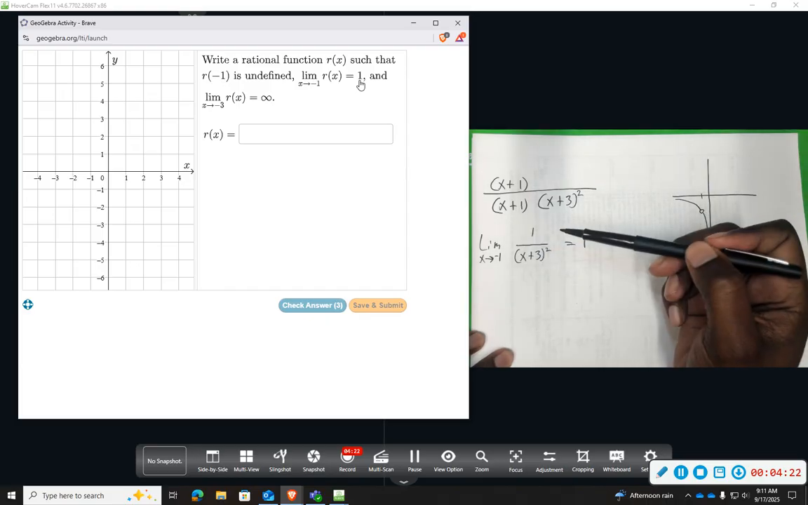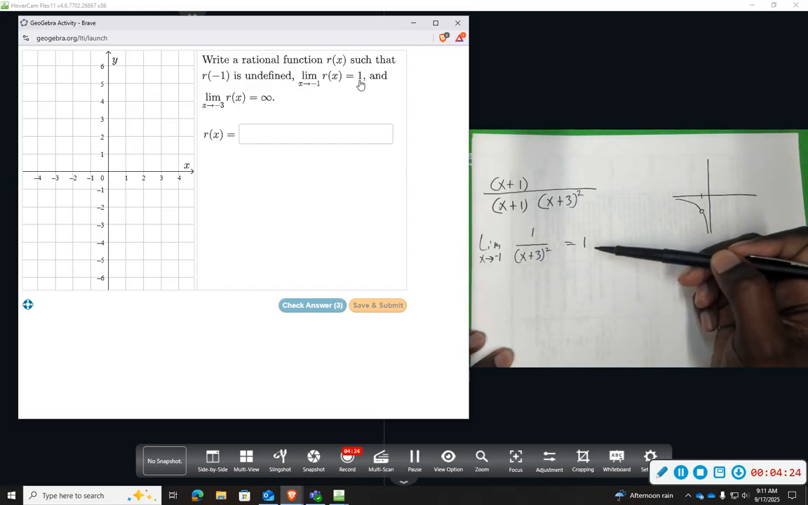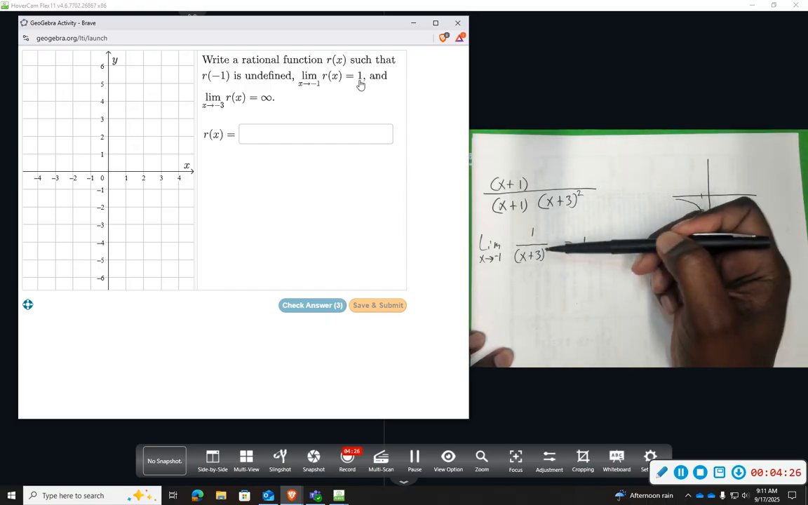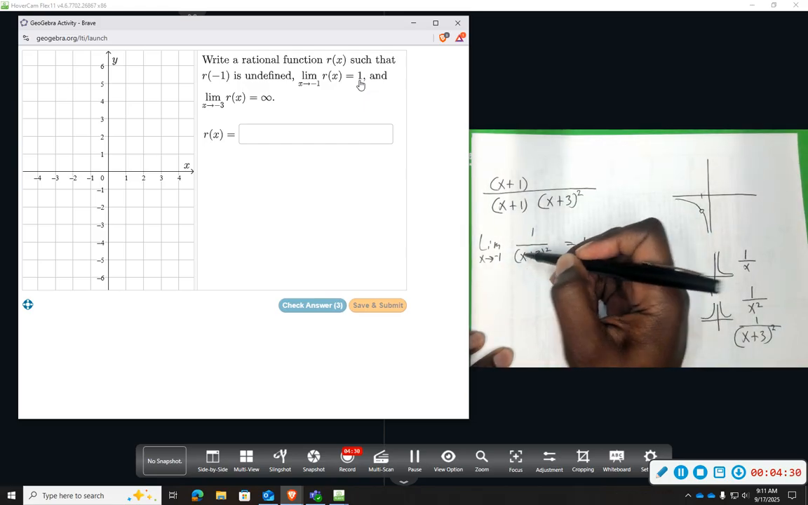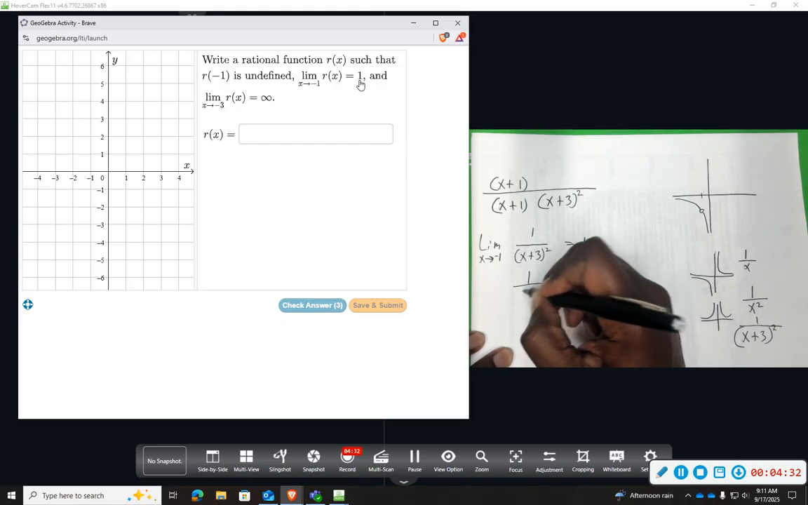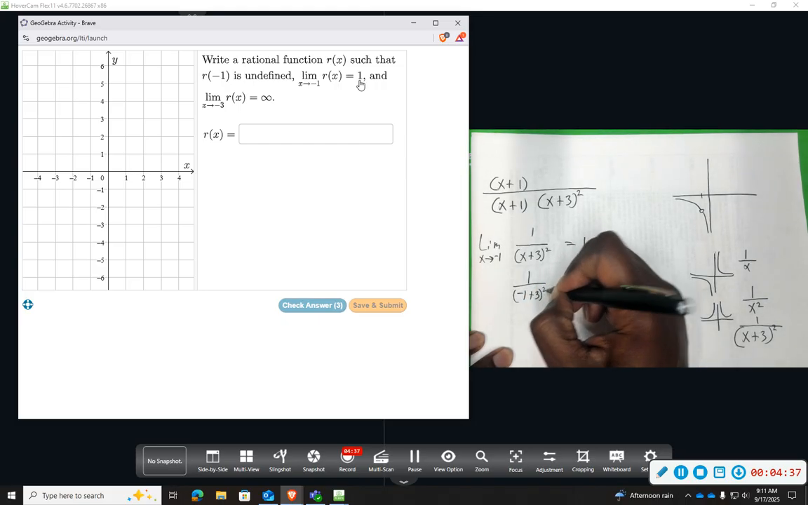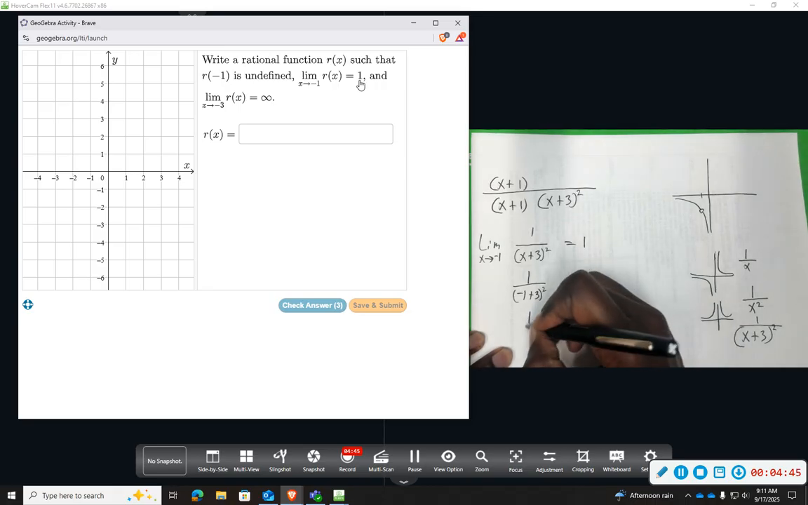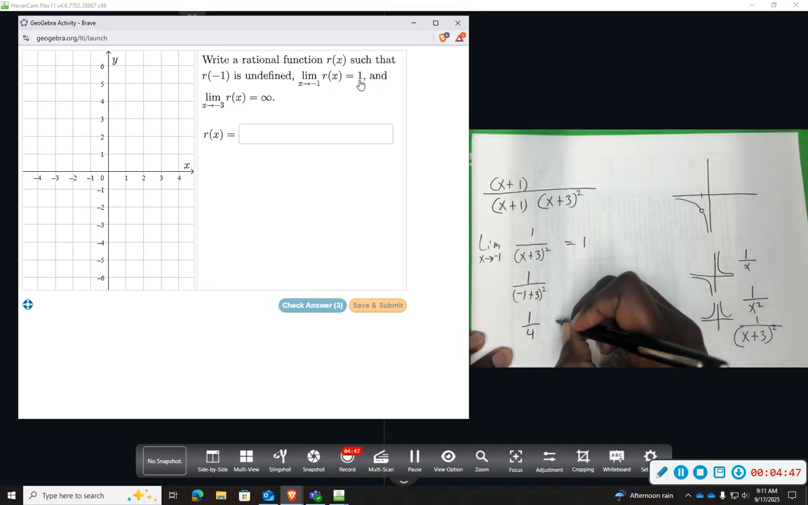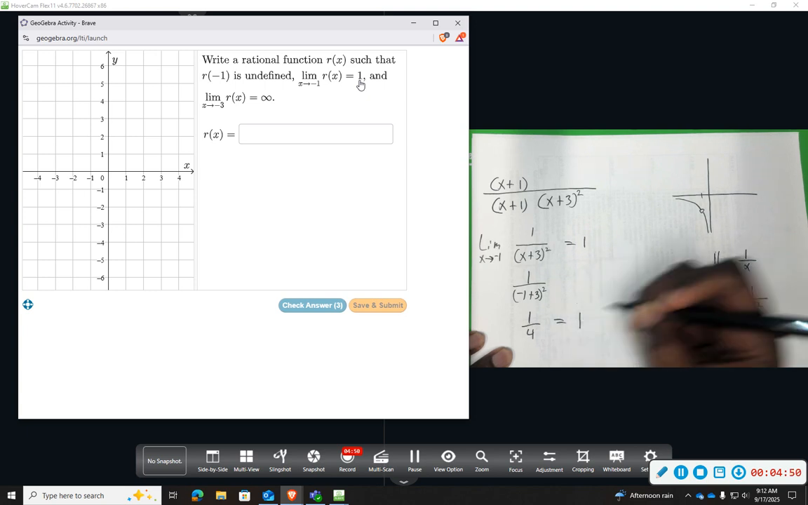And then we'll write or add or shift to make it work out. So if I plug in a -1 here, that will give us 1 over (-1 plus 3) squared. 3 take away 1 is going to give us 2. We square this, which gives us 1 over 4. So right now, our limit is 1 over 4, but we want it to equal 1.